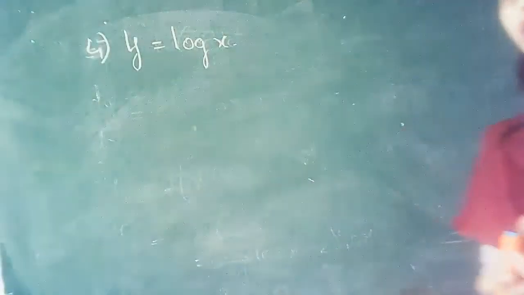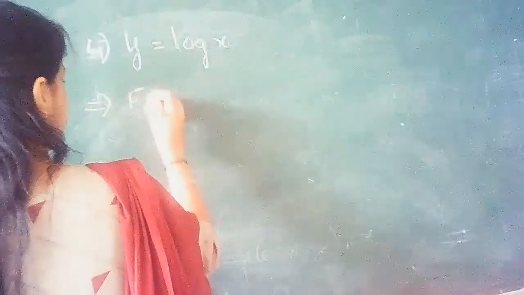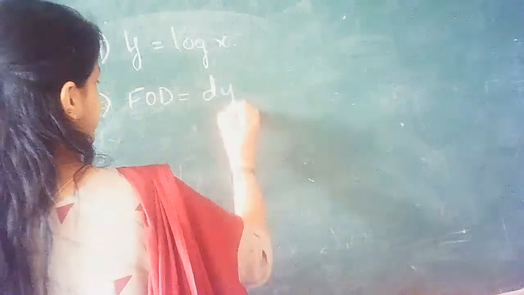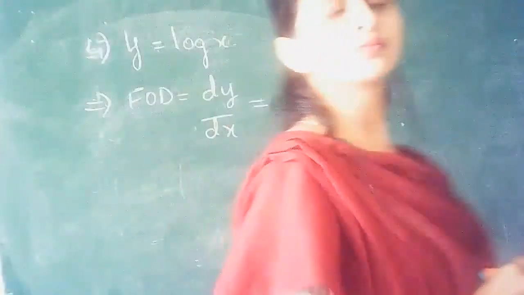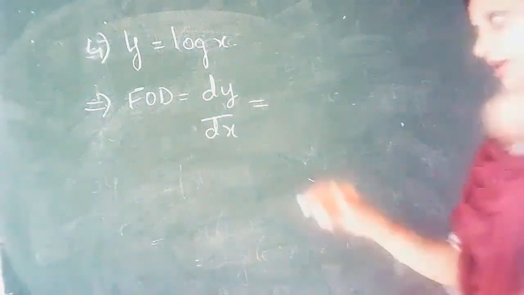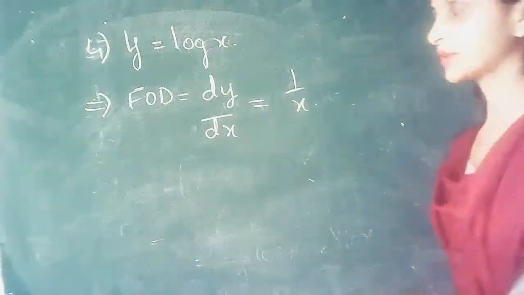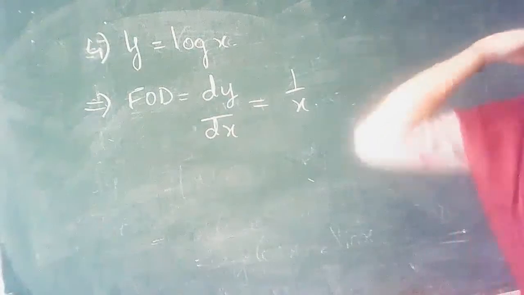Let us go for the next one. Fifth question. Sorry, fourth one. y is equal to log x. Now tell me what will be my first order derivative, that is dy by dx? Differentiation of log x. Very good. It is 1 by x. Differentiation of log x is 1 by x.